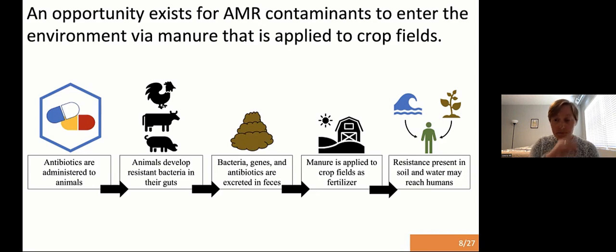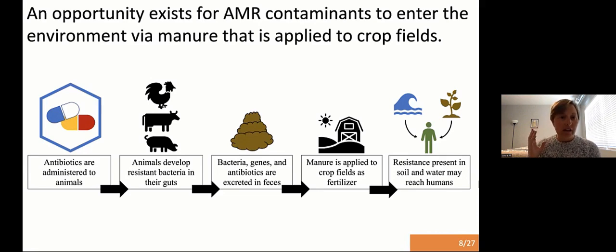And as a result, bacteria possessing the genetic coding for antibiotic resistance, as well as any undigested antibiotics, are excreted in manure, with a common practice being using that manure as an organic fertilizer. And so when manure is applied to crop fields, the recipient soils and any downstream waters receiving runoff from these fields can create reservoirs for resistance where human exposure can occur.